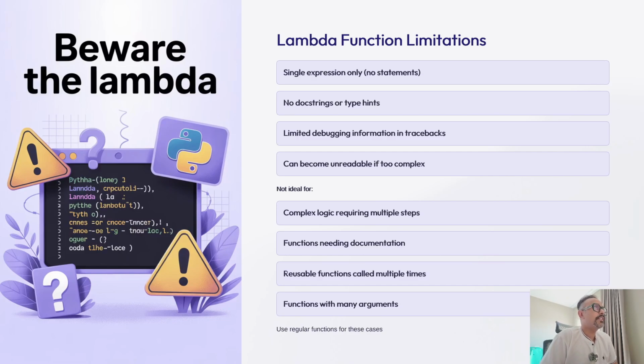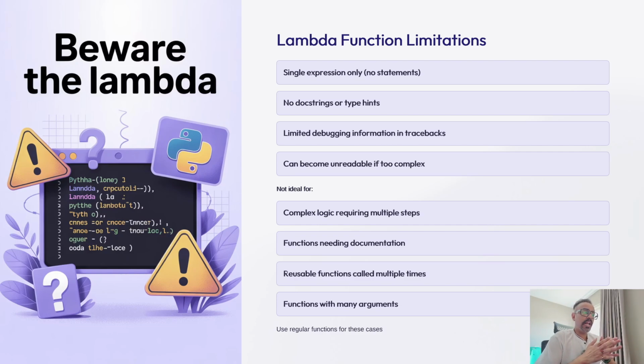So now let's talk about some limitations of lambda functions. While lambda functions are powerful, they have limitations that we should be aware of. The most significant limitation is that they can only contain a single expression, not statements like if else blocks or try except blocks. Lambda functions also can't include docstrings or type hints, provide limited debugging information in tracebacks, and can become difficult to read if the expression is too complex.